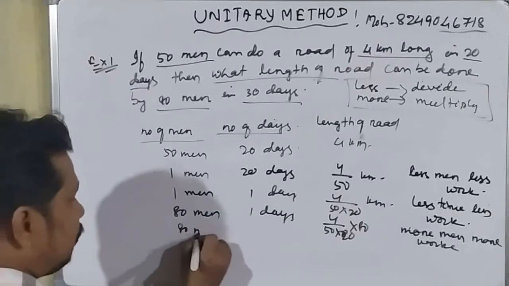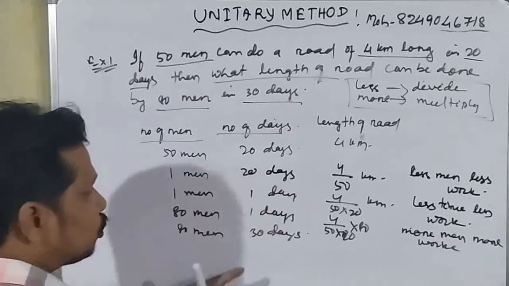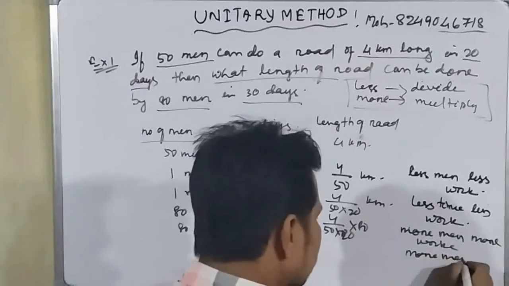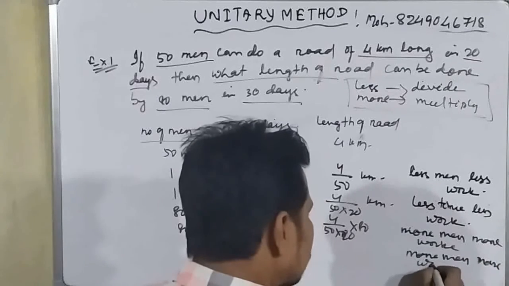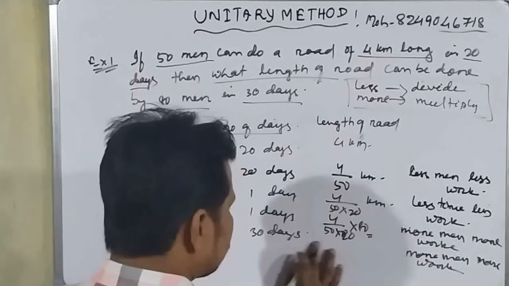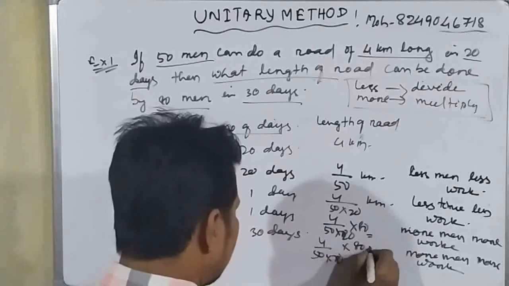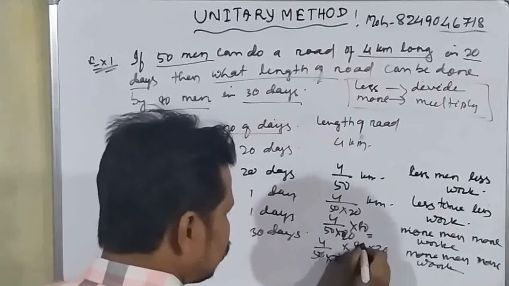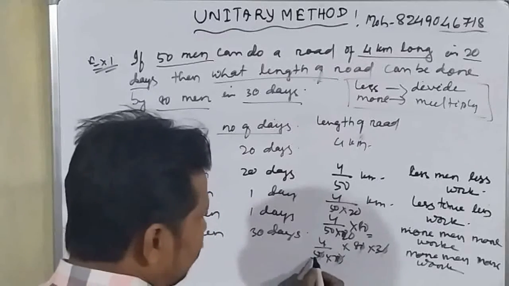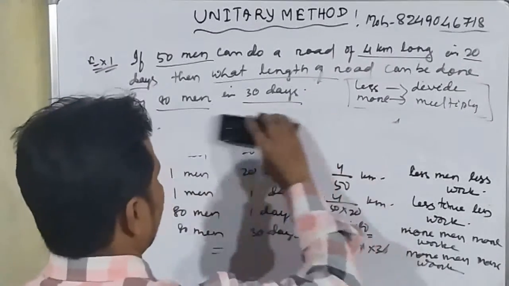So 80 men in how many days? 30 days. So more days, more work. Again we have to write that more days, more work. So what we have to do: 4 by 50 into 20 into 80 into 30. The result is: 0, 0, 0, 0 cancelled. So 4 into 8 into 3 divided by 5 into 2. So here we can find out the result.